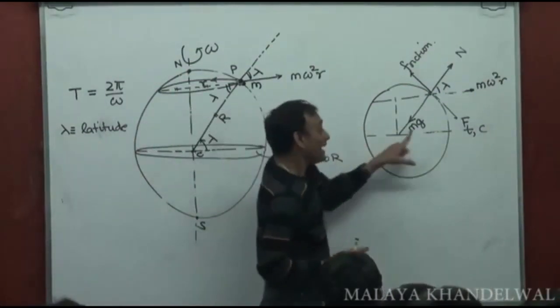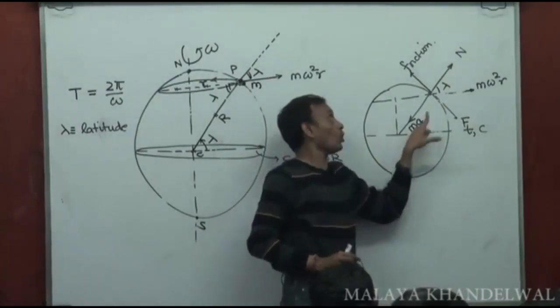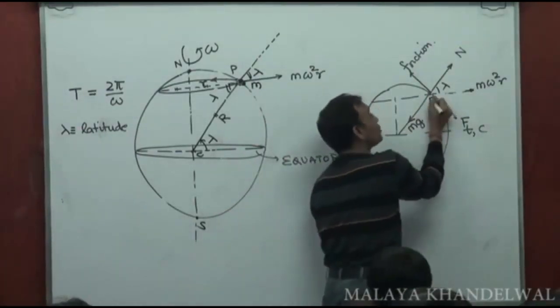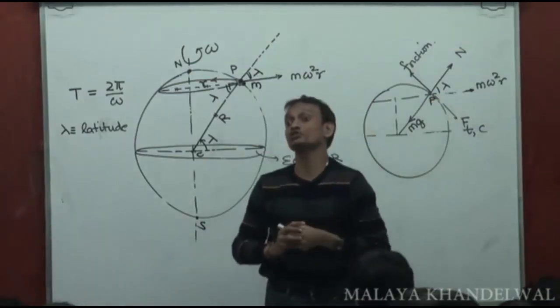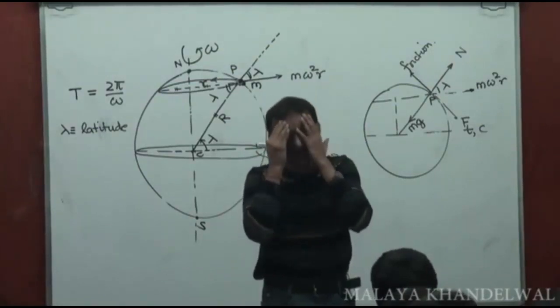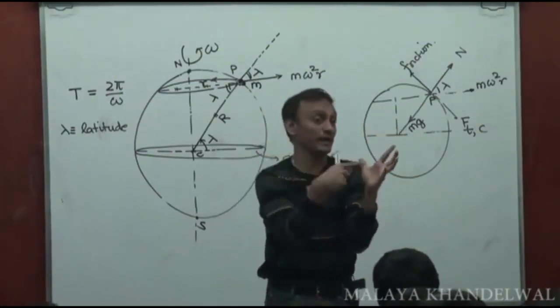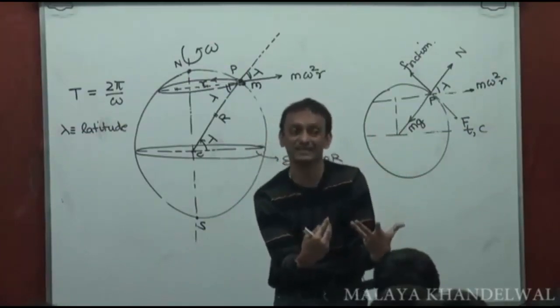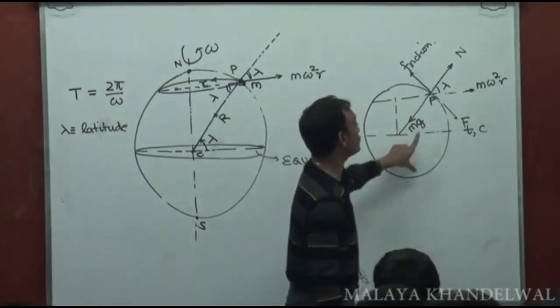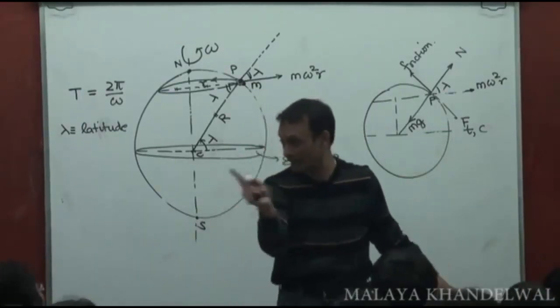Now, mg is the force that would be acting on this particle if there was no spin, no omega. Let's say g was the acceleration due to gravity if there was no spin, if there was no omega.